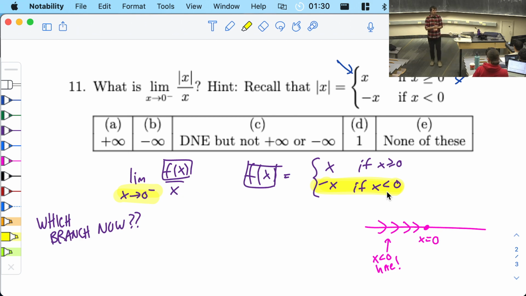So this is the first thing to realize. Because it's x goes to 0 minus, only that second branch matters. That's the only thing that matters. Everything that happens up here is irrelevant to this particular problem because it's x goes to 0 minus.